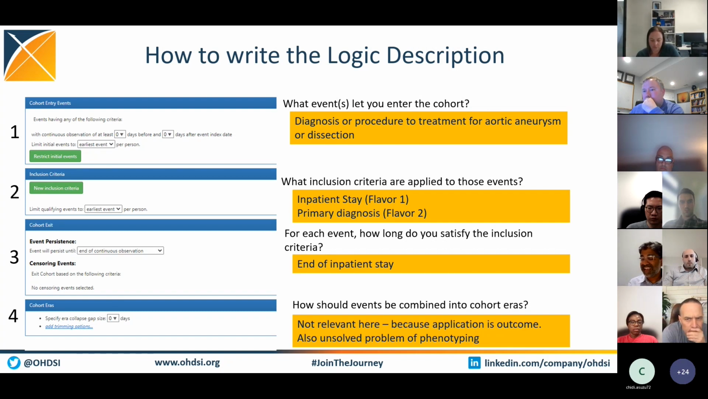And cohort era is a little bit more complicated topic. It is not relevant for this particular phenotype because this is an outcome phenotype. It's used as an outcome of a study. So for an outcome, what is most important is the cohort start date. Now we have a challenge in Odyssey of how to properly define an exit criteria for a phenotype. So I'm going to skip that component right now, and there's an unsolved problem in Odyssey.